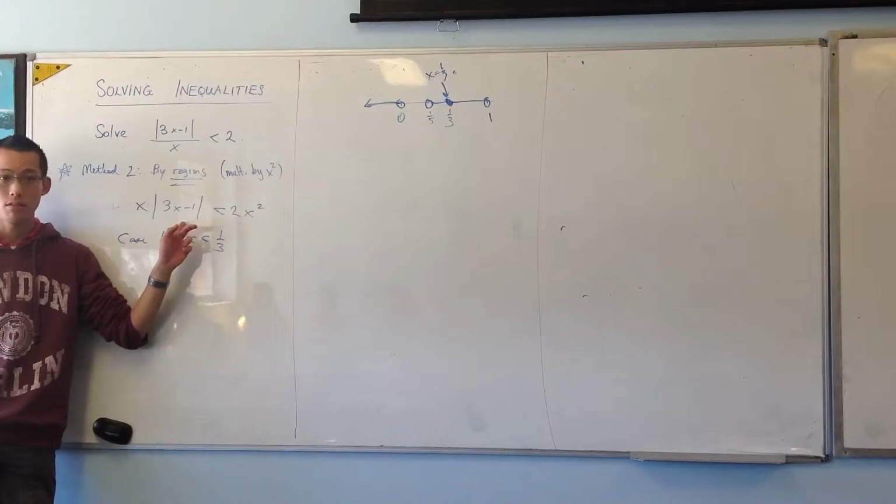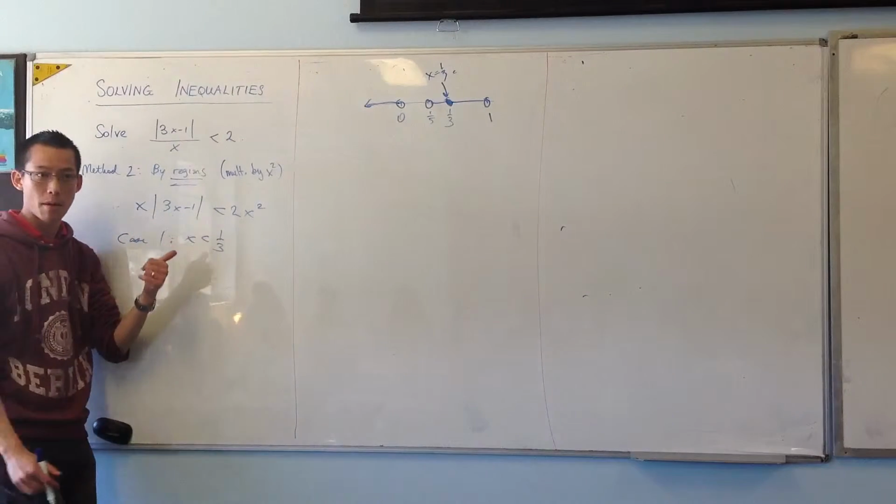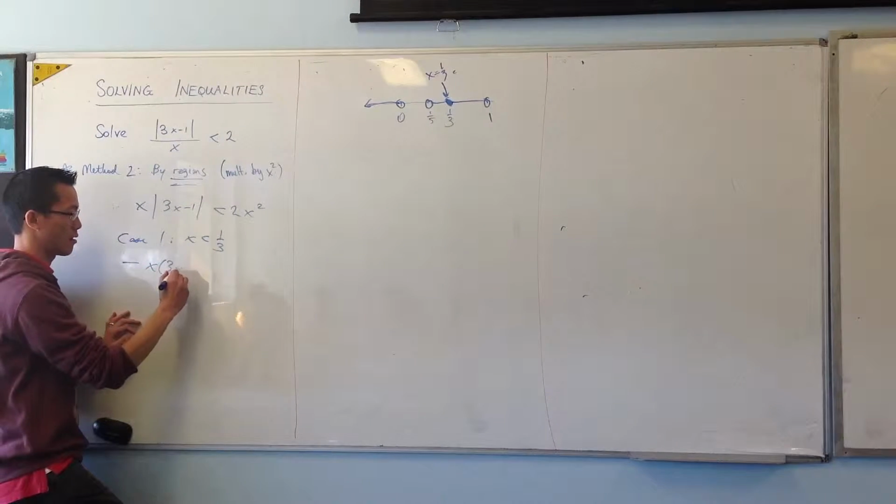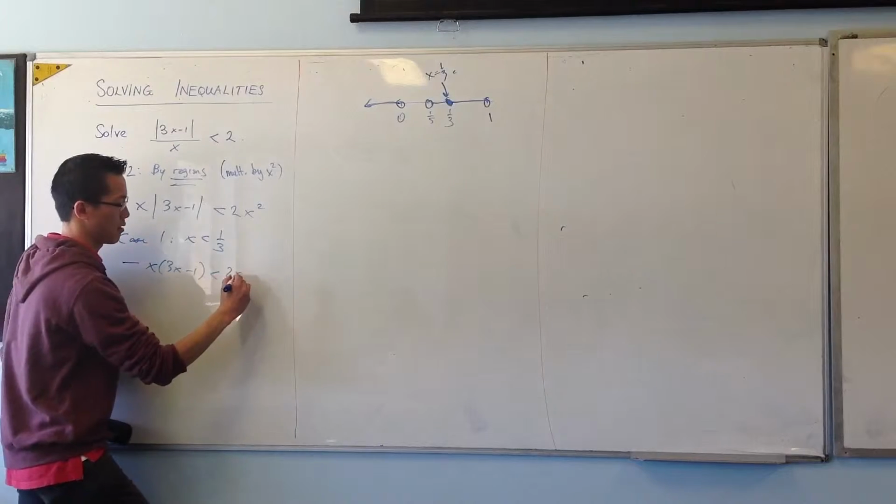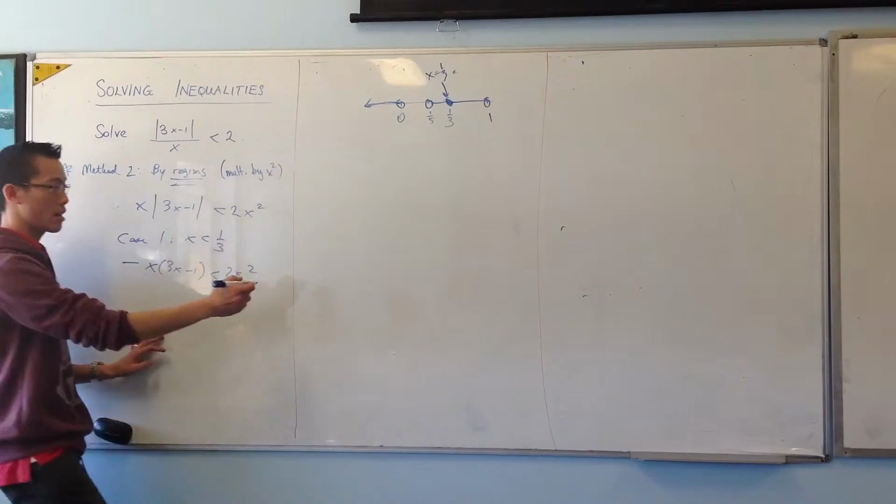what happens to the absolute value? It becomes a minus. I've got to slap a minus sign on it, right? So I'm going to get this. Okay? So now do your other case.